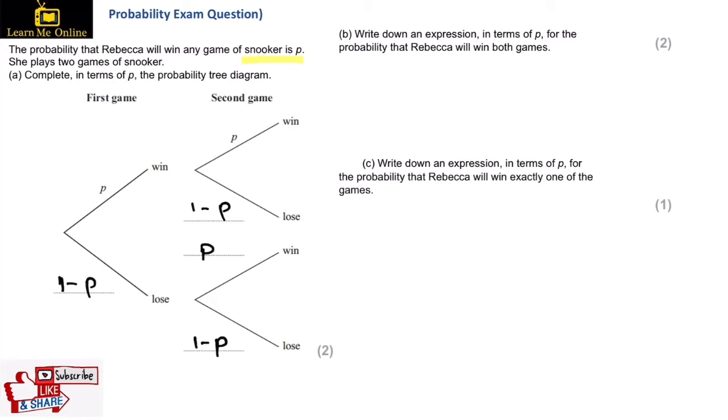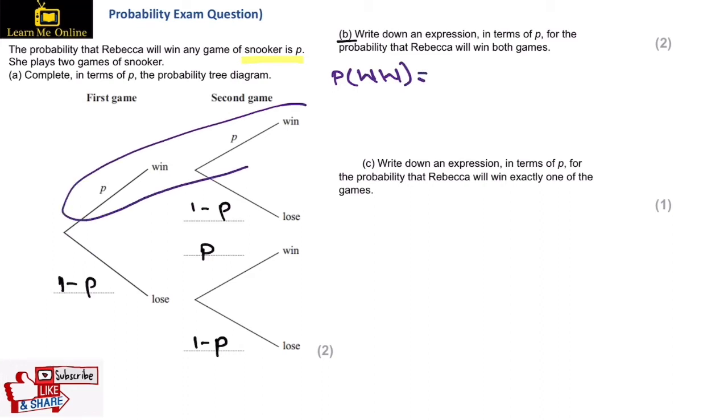Now for part B, it says write down an expression in terms of P for the probability that Rebecca will win both the games. So we are looking for win and win. The probability of win and then win is this combination, so we're going to multiply them together. P times P would be P squared. Because this says to leave the answer in terms of P, we're going to leave it like this, because we don't have the numbers given and we can't do more simplification on it.